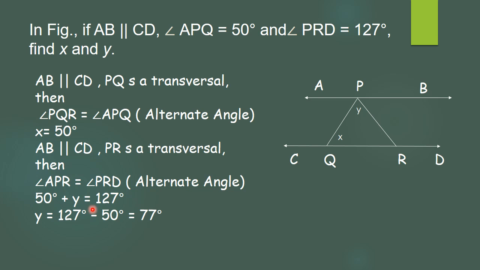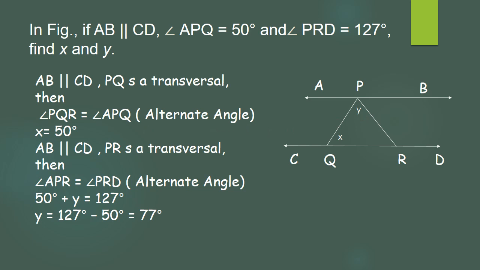This is one way. Another way is that this angle is given 127. So with the linear pair, we can calculate angle PRQ first. Then X is known, angle R is known, so we can use the angle sum property to get the angle Y as well. Then also you will get the same answer.